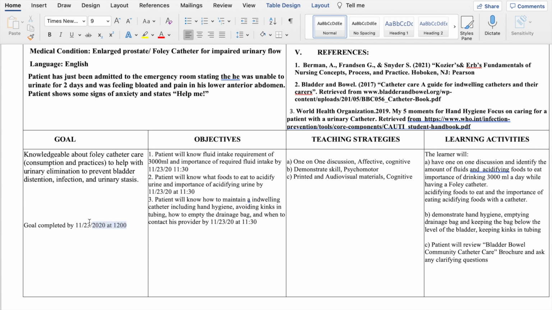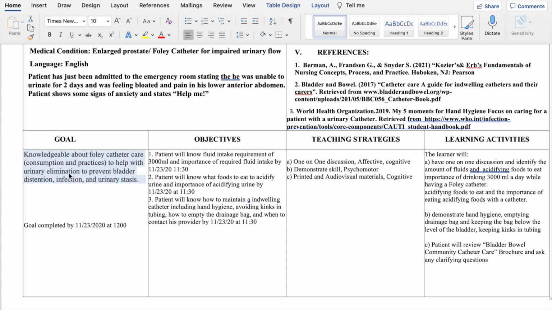And you always want to include the date you want it completed and the time. And sometimes they have you sign it as well. And then for the objectives, I came up with 3. These are basically different things that will help you reach your ultimate goal.